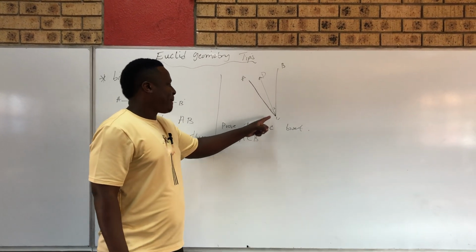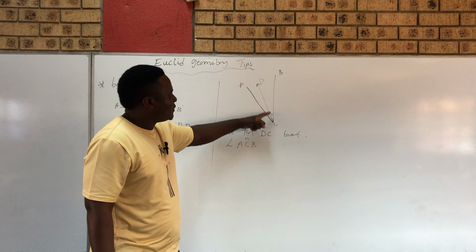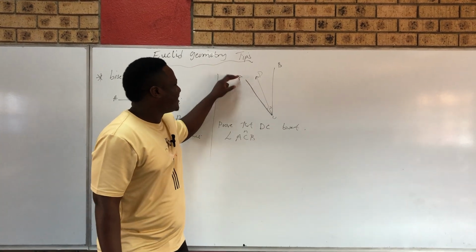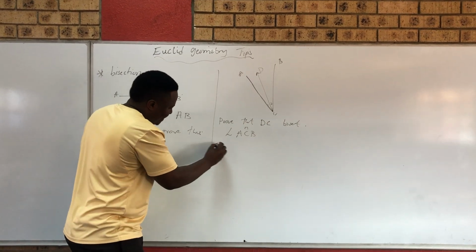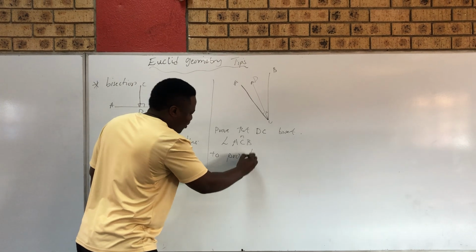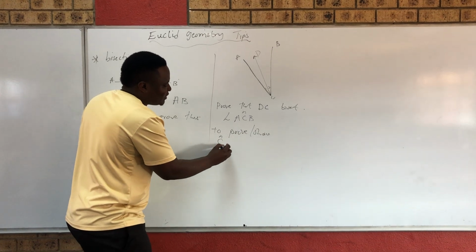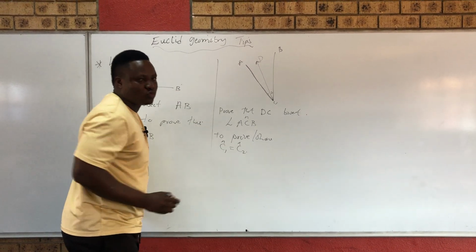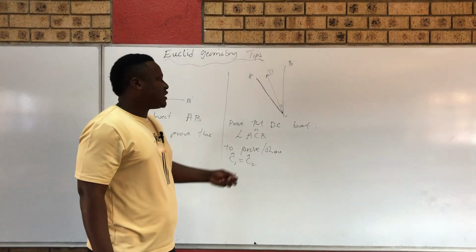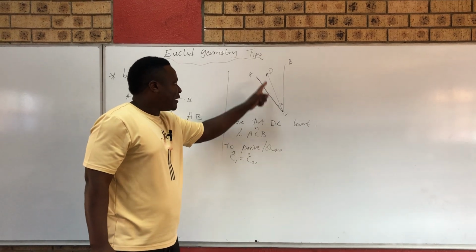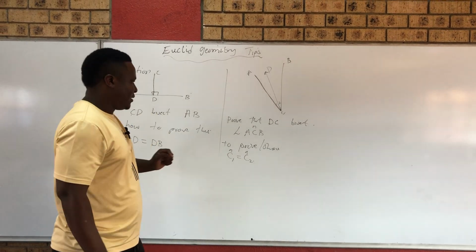So what they're trying to say is that you must prove that this line bisects the angle ACB. So for you to prove or to show, you have to prove that angle C1 is the same as angle C2. So if you can show that C1 is equal to C2, then therefore you proved that CD bisects angle ACB. Then we are done with bisection.